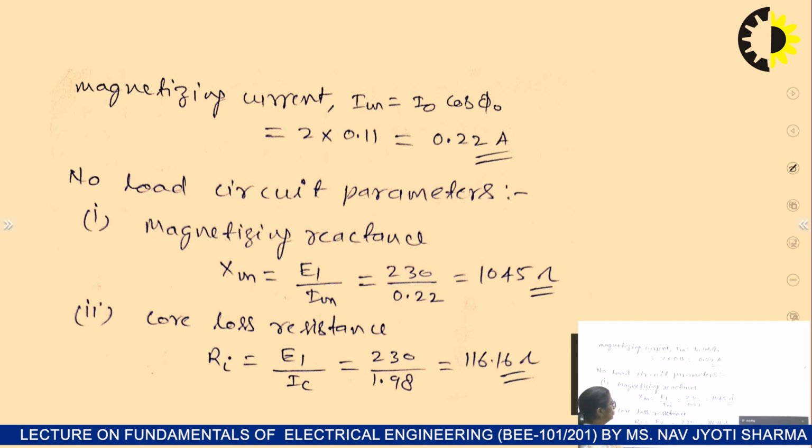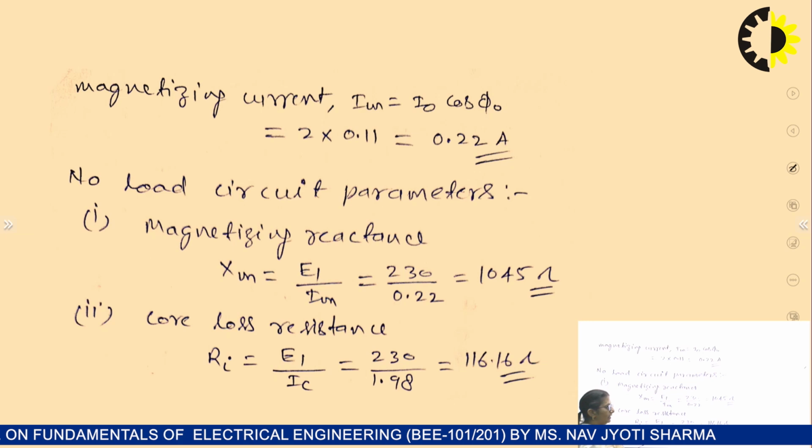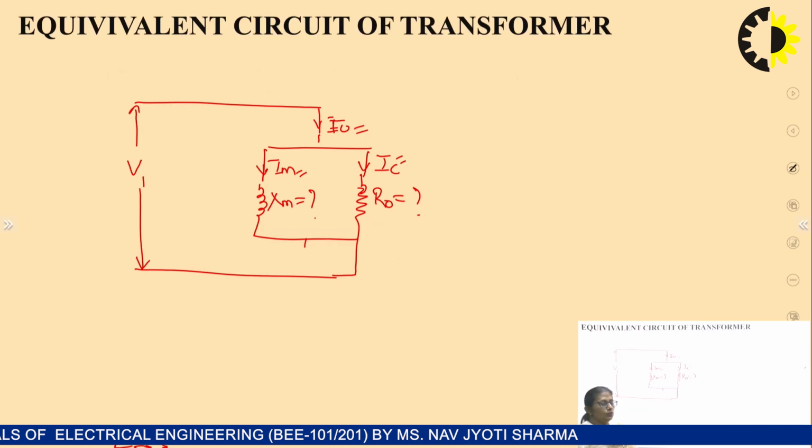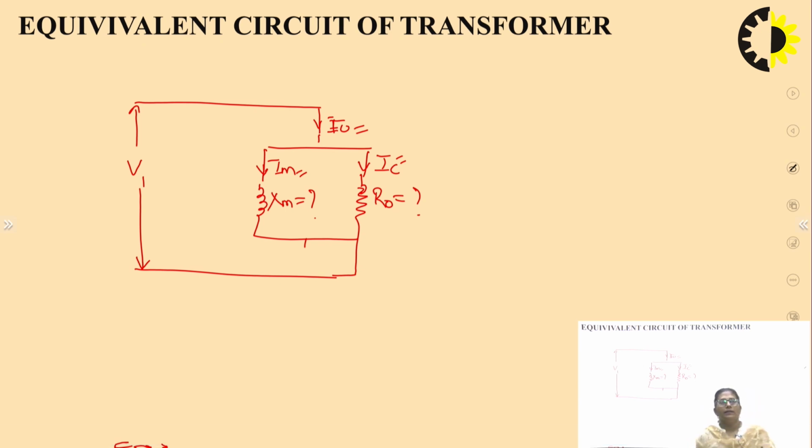And similarly the core loss resistance, that is R naught, will be given by E1 upon IC, that is 230 divided by 1.98, it is 116.16 ohms. Just to finish off, because this question demands, and in the university AKTU also, there have been many theory questions in which the equivalent circuit of the transformer is being asked. So after this question, we will be going with the equivalent circuit of the transformer.